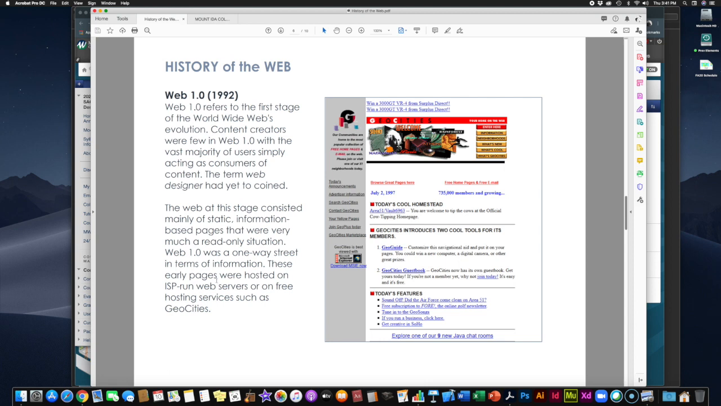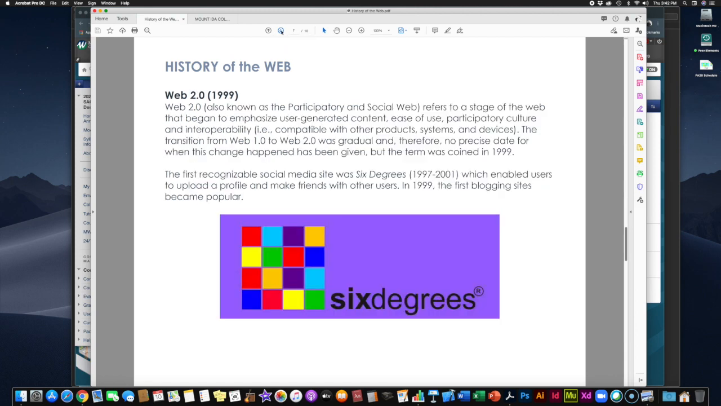These early pages were hosted on ISP-run web servers or on free hosting services such as GeoCities. This here is a screenshot of the first GeoCities website. And you can see that it's not designed particularly nicely by today's standards. But at the time, this is what they could do. It was a lot of text, a couple of basic graphics, but really nothing amazing. So that's the Web 1.0 movement.